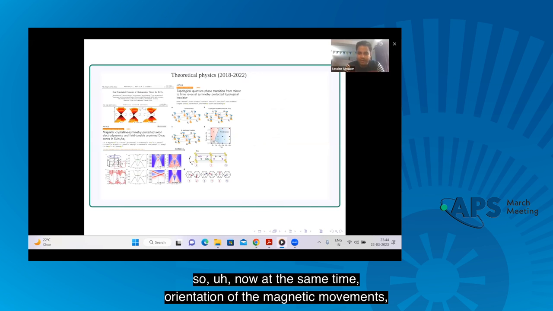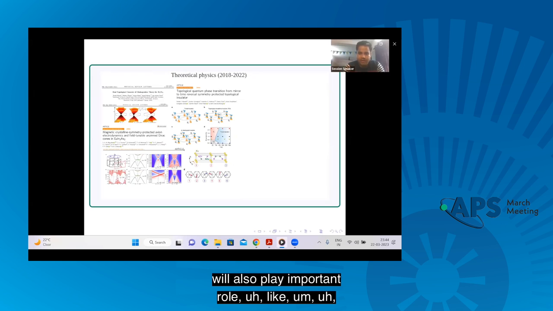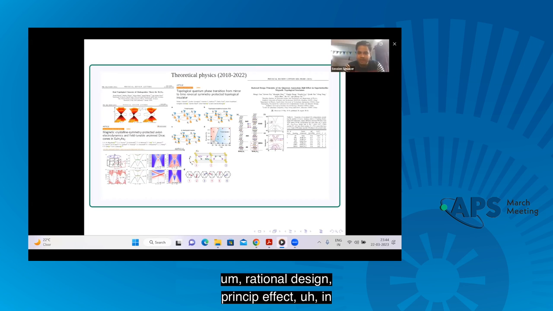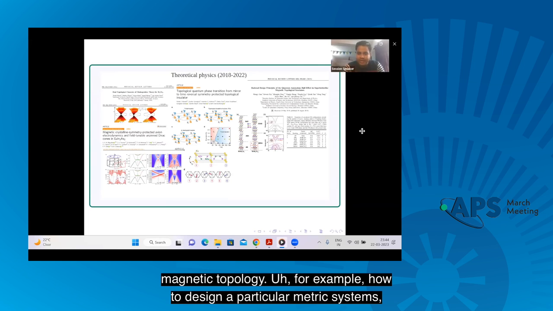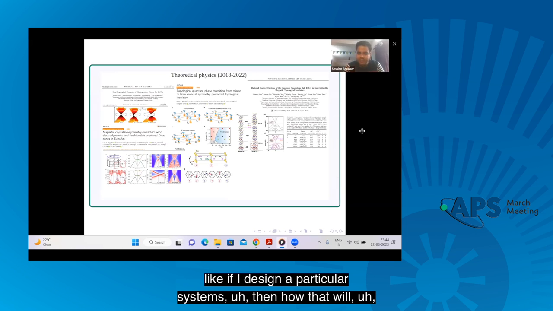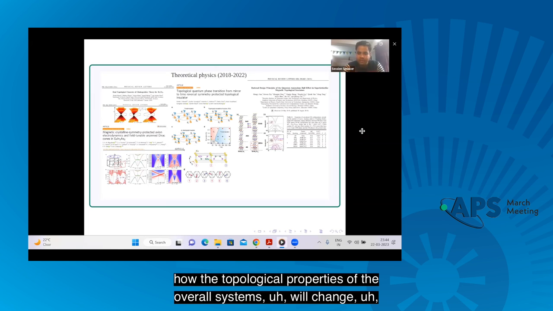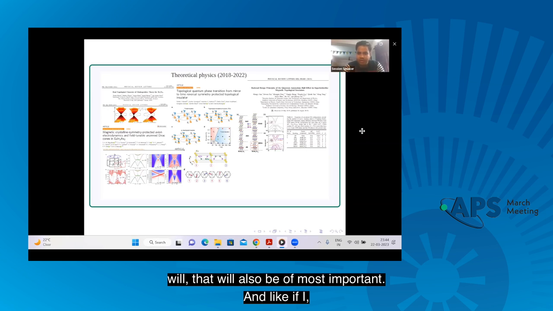At the same time, the orientation of the magnetic moments, how these things will be oriented, will also play an important role. If I keep on rotating the magnetic moments, how these things will change and behave will also be of utmost importance. Now, the rational design principle of the quantum anomalous Hall effect in superlattice magnetic topological insulators. So this is another way of discussing magnetic topology. For example, how to design particular material systems. If I design a particular material system, how the topological properties of the overall system will change will also be of utmost importance.